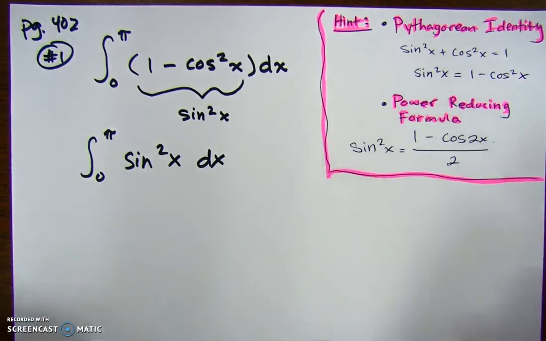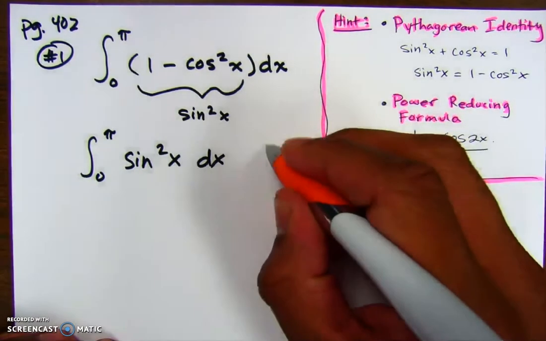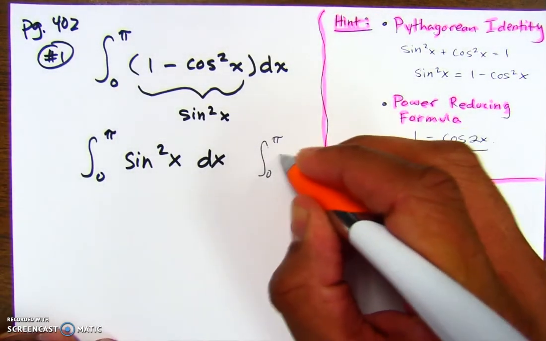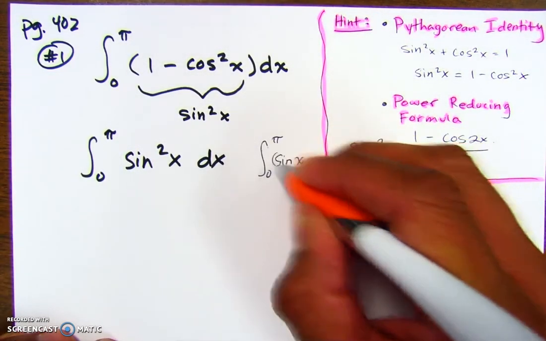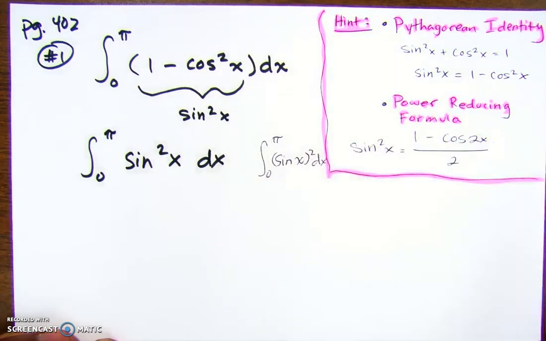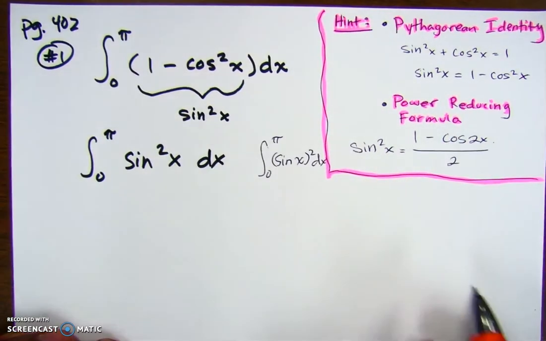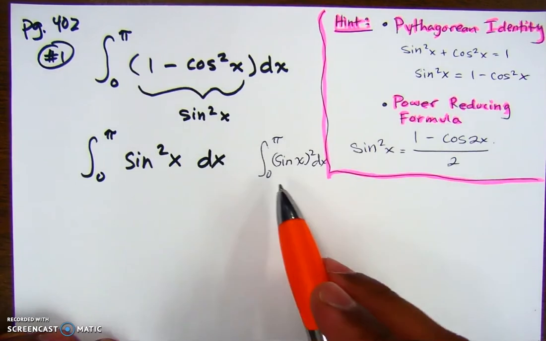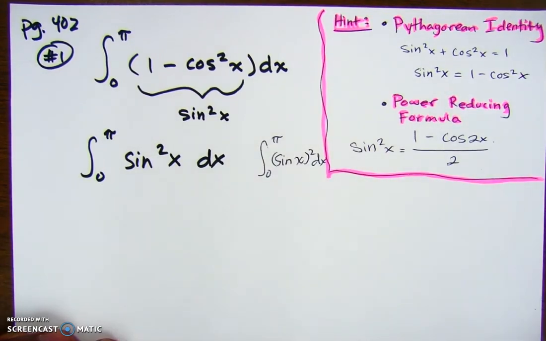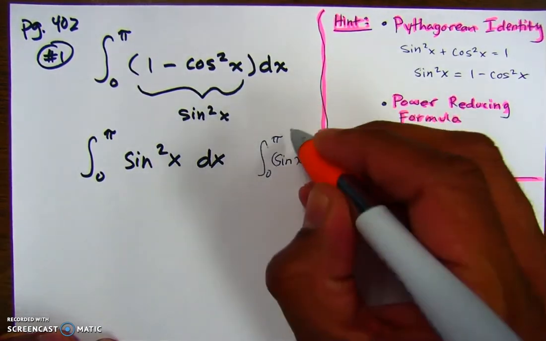You might have maybe rearranged this to sine x squared dx. This is true, but it doesn't help. Doing a u substitution won't help. So this is true, but won't help.